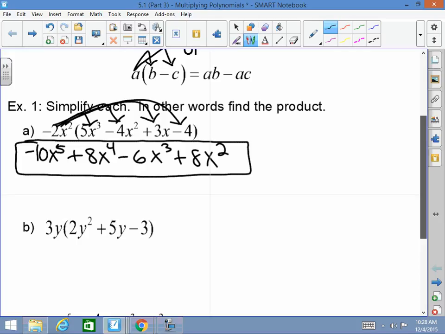No, it would not be cubed, sir, because x squared times just 4 would just be x squared. But thank you for caring, sir.